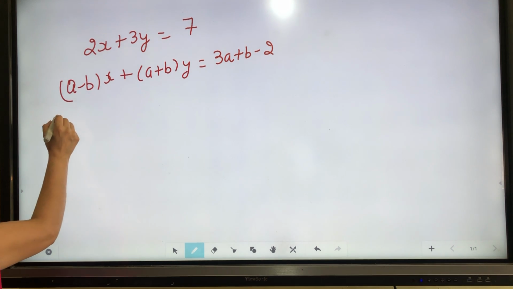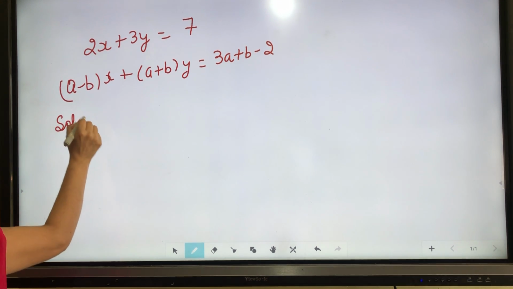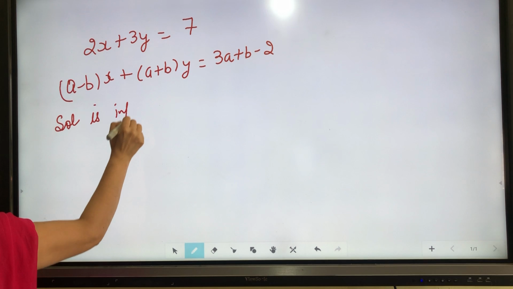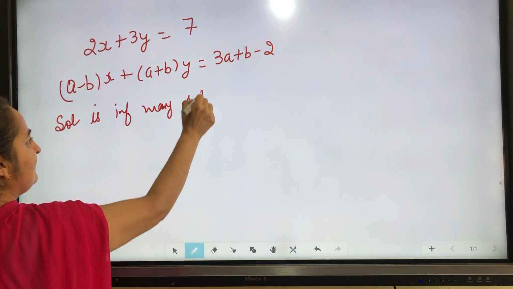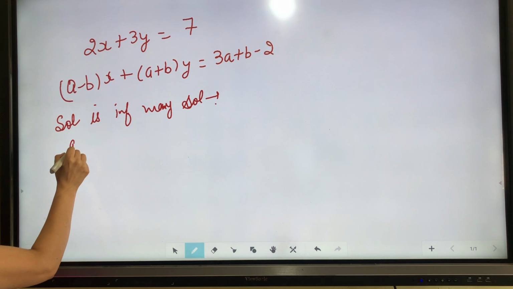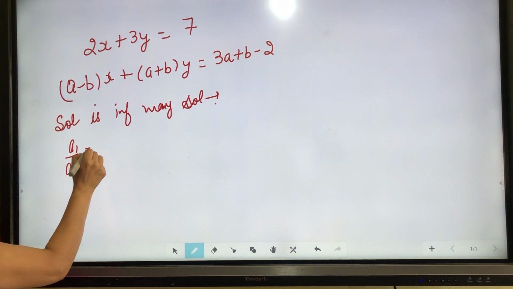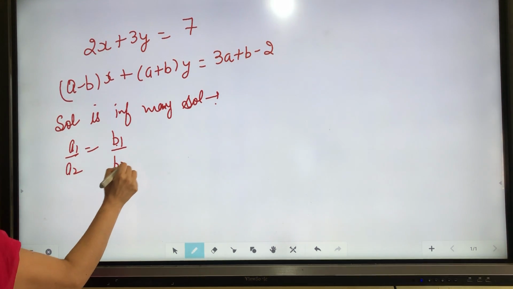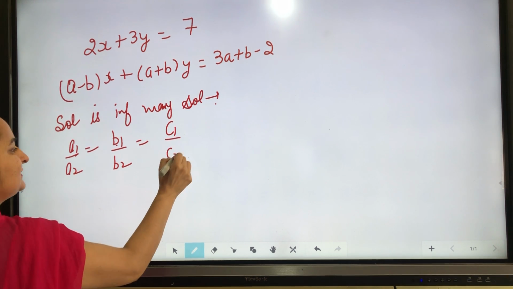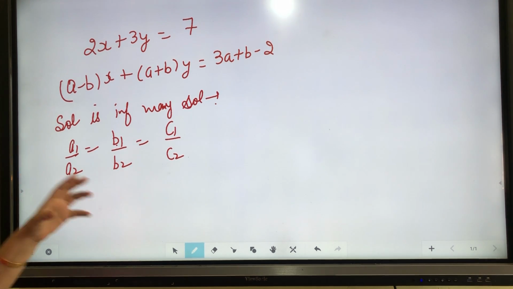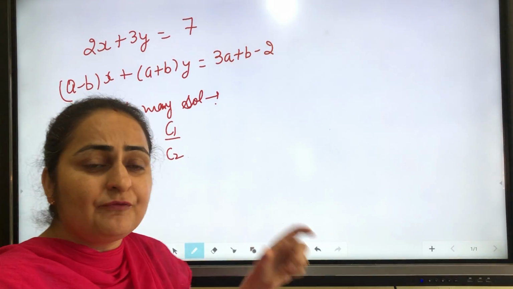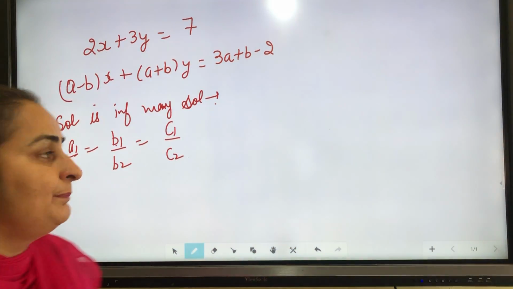Already given in the question that the solution is infinitely many solutions, and we know the condition for infinitely many solutions. What is the condition? a1/a2 = b1/b2 = c1/c2, and we want to find here the value of a and b. If there are two variables, we have to make two equations, then we are able to find the values of a and b.